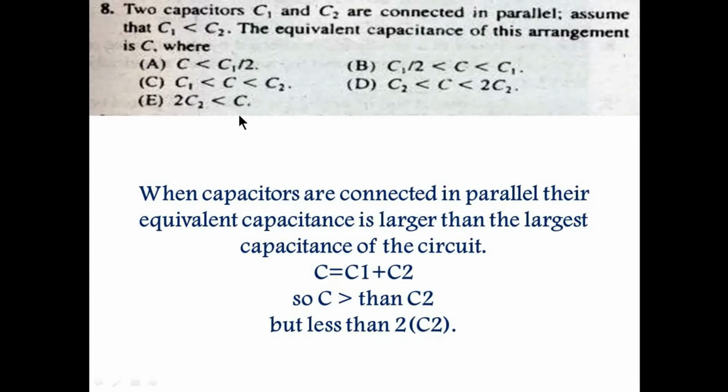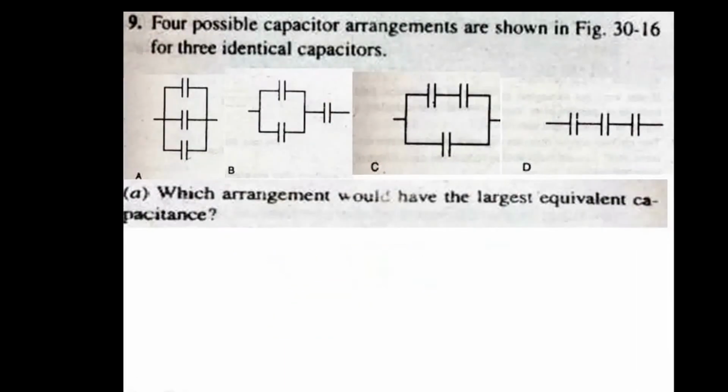Here the combination is parallel, so the equivalent capacitance is found by simply adding all the capacitances in the circuit. So C is equal to C1 plus C2. So the equivalent capacitance would be greater than even the greatest capacitance of the circuit. So here option D is the correct option.